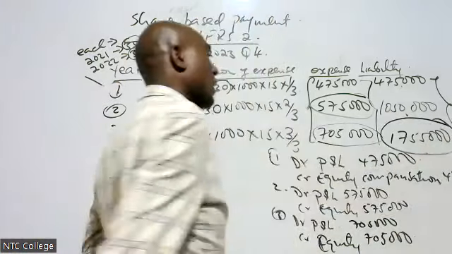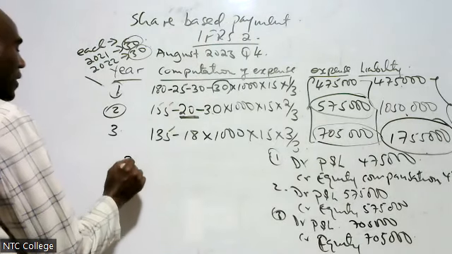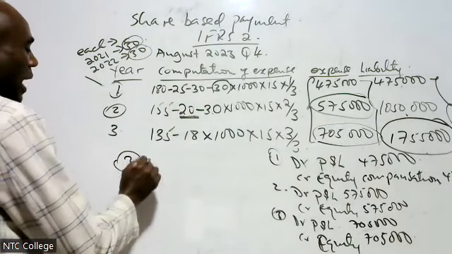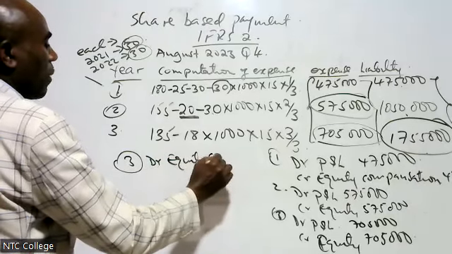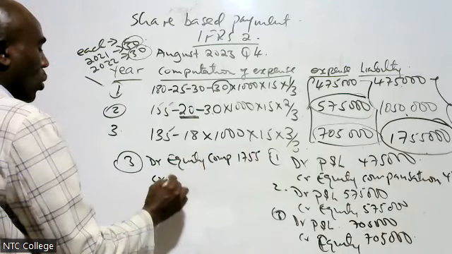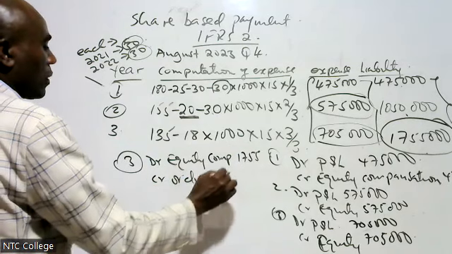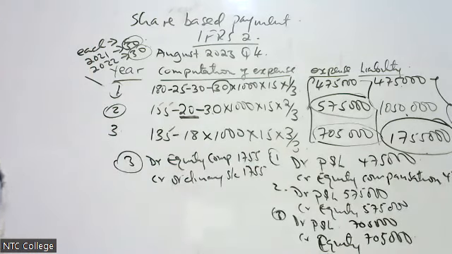But remember, after I have recognized those expenses, this is what the company is going to pay, 1755. Therefore, in year 3, there will be 2 journal entries. I'm going to debit equity compensation, 1755. I credit ordinary shares, ordinary share capital, with 1,755,000 there.